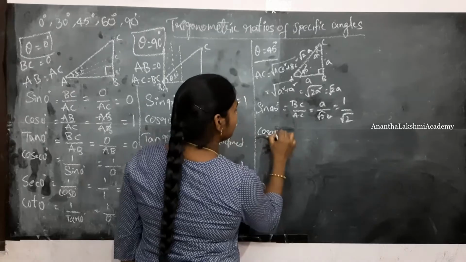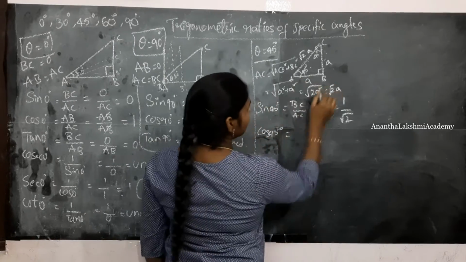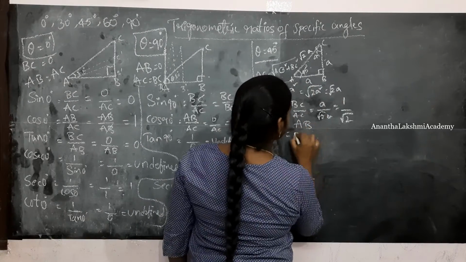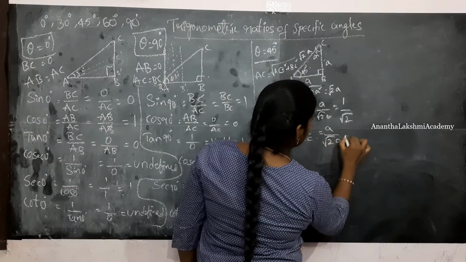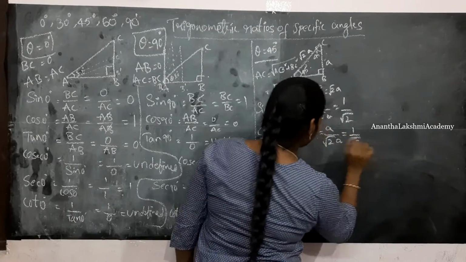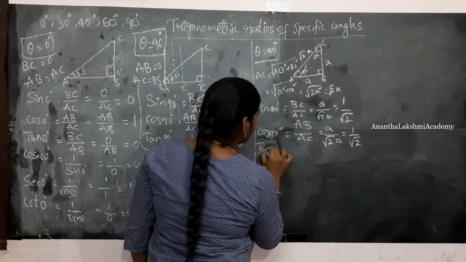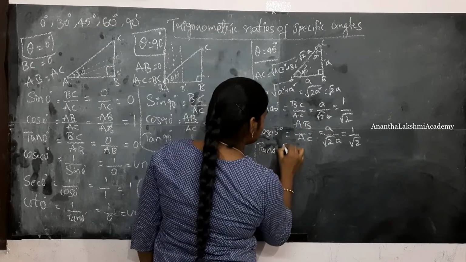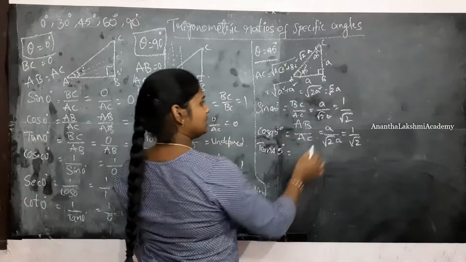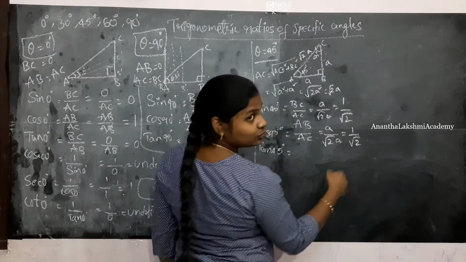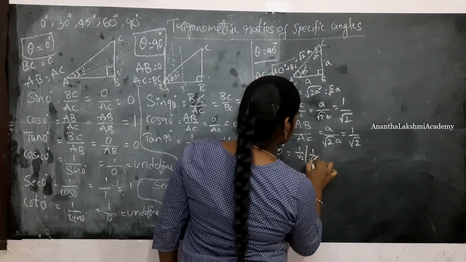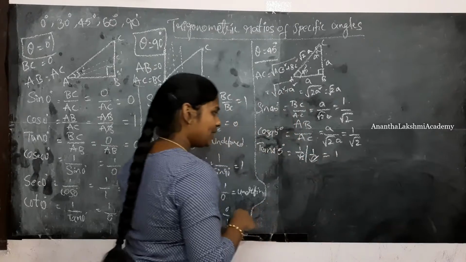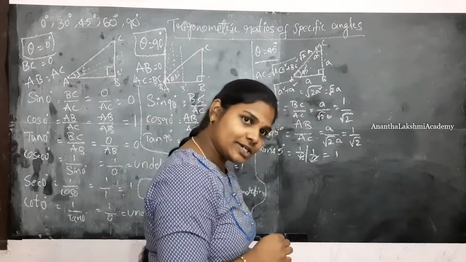Cos 45 degrees next is nothing but AB by AC, a by root 2a. That is also nothing but 1 by root 2. Now coming to tan 45 degrees. What happens? 1 by root 2 by 1 by root 2. Root 2 gets cancelled. This becomes 1. Can we get the other multiplicative inverse ratios?